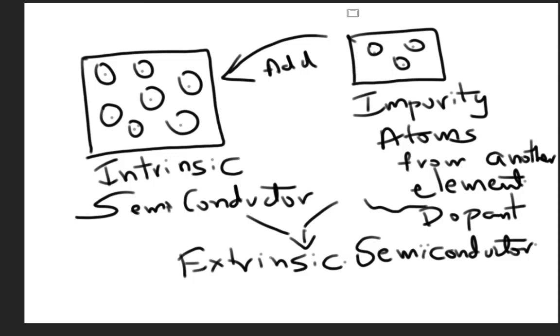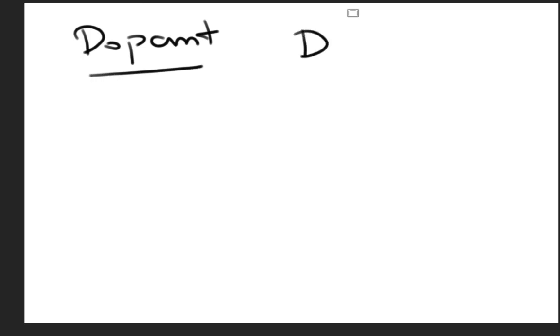Intrinsic semiconductor is charge neutral, but the extrinsic semiconductor is no longer charge neutral and is either positively charged or negatively charged. The added material is called dopant and the process is called doping. The resulting new material is either a P or N material based on the dopant charge.